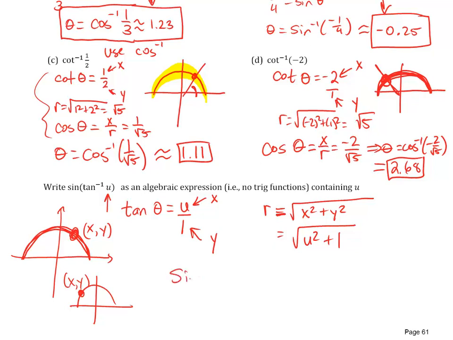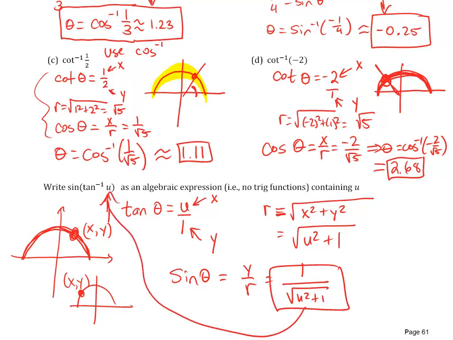And what then is sine of theta? Sine of theta is y over r, which is 1 over the square root of u squared plus 1. This is equivalent to that. Notice for any u, take the tangent inverse of u, and then take the sine of that. So sine of the inverse tangent of u is always going to be 1 over the square root of u squared plus 1, for any u. That's the algebraic expression that's equivalent, that doesn't contain any trig functions whatsoever.